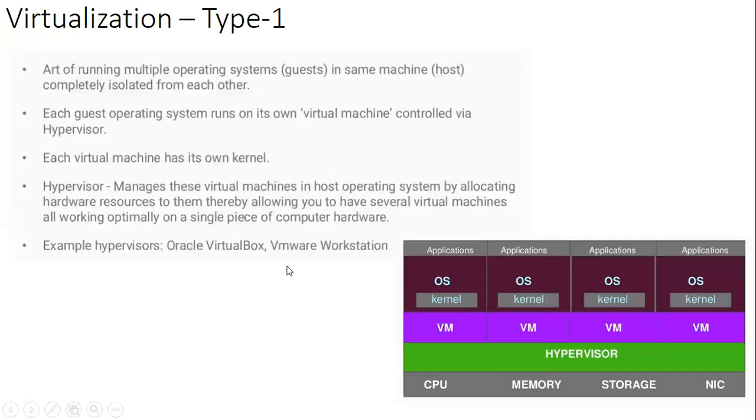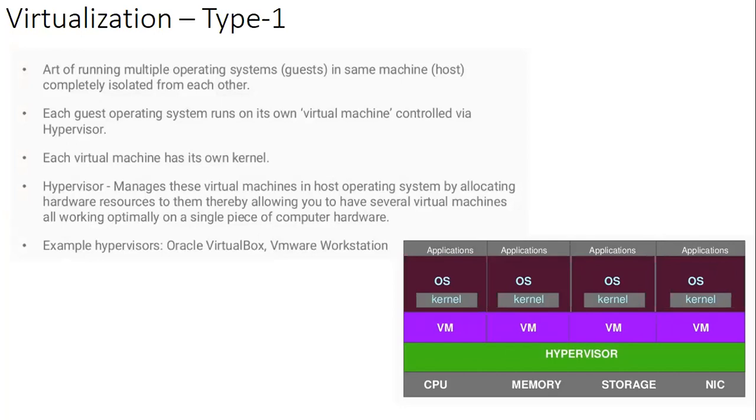Any other advantage you can think of? One more advantage is that we can have multiple operating systems. Here we can have an Ubuntu, the second one we can have a Windows, we can have a Red Hat, we can have a CentOS. We can have multiple flavors of the operating system running on the same physical machine. So that's also one of the advantages.